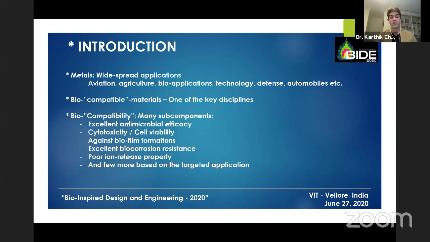The other one is almost close on the heels of the previous one, which is poor ion release. So what do I mean by that?